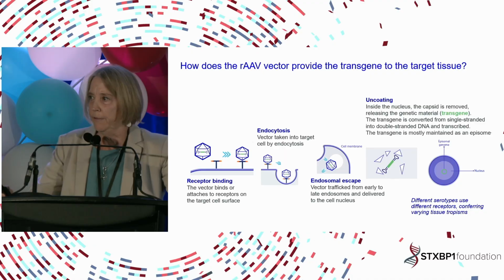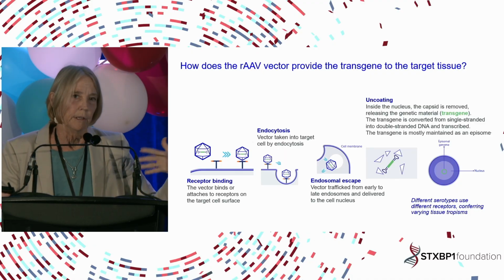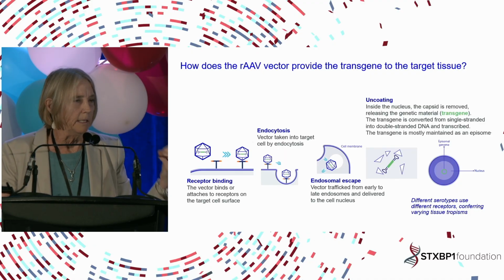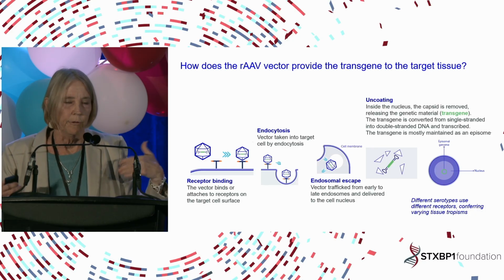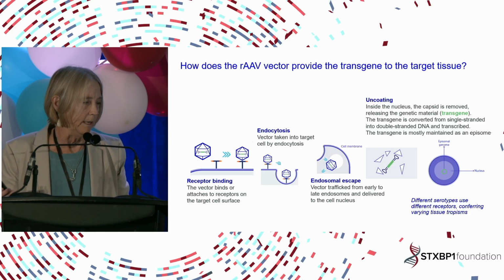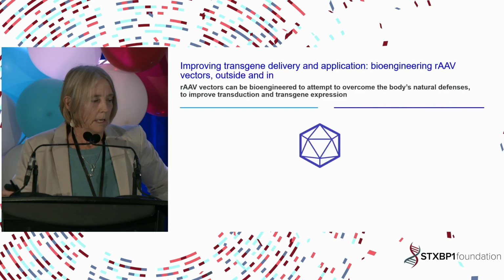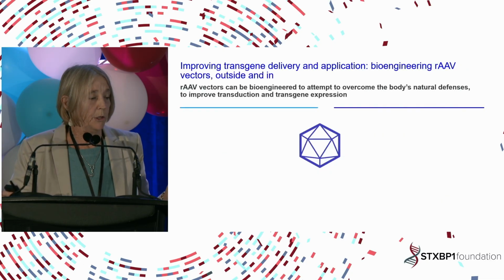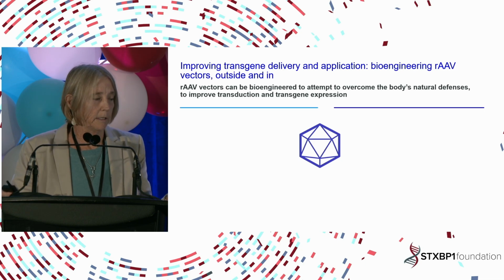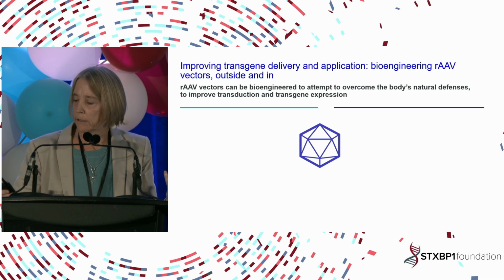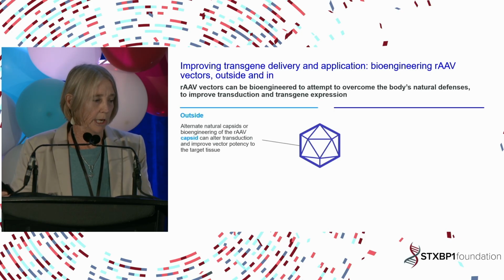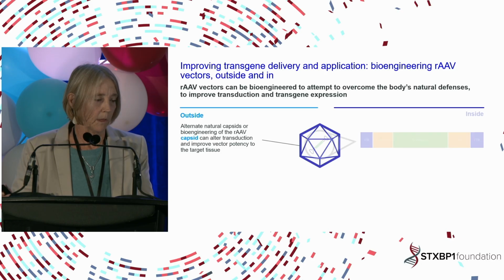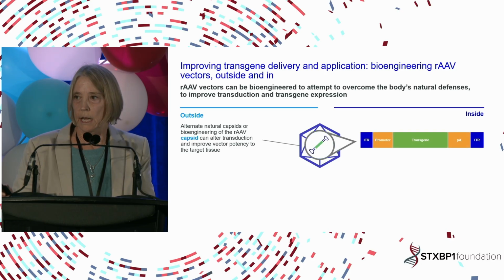There are different serotypes of AAVs that you may hear about, either in the literature or from different colleagues developing things. These are basically like Baskin-Robbins ice cream flavors, right? They're made in unique ways, and they're really limited by the creativity of the labs that are generating these. More importantly, these vectors can be bioengineered to overcome the body's natural defenses or to reach new receptors that we want them to reach. And we do this by changing the outside, the capsid, and the inside, the DNA or the transgene.